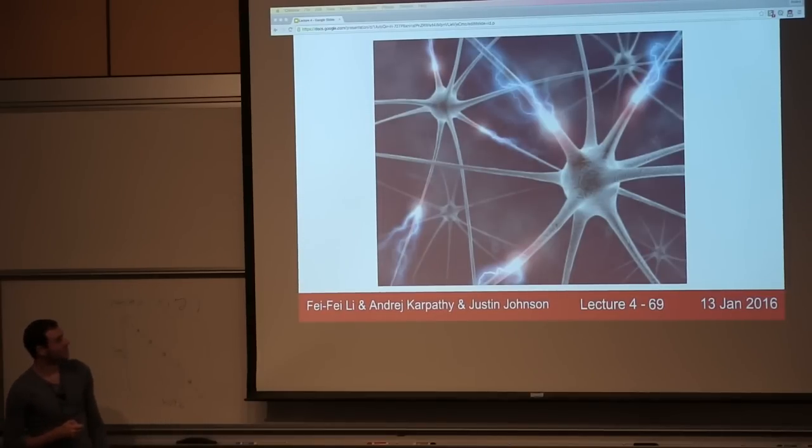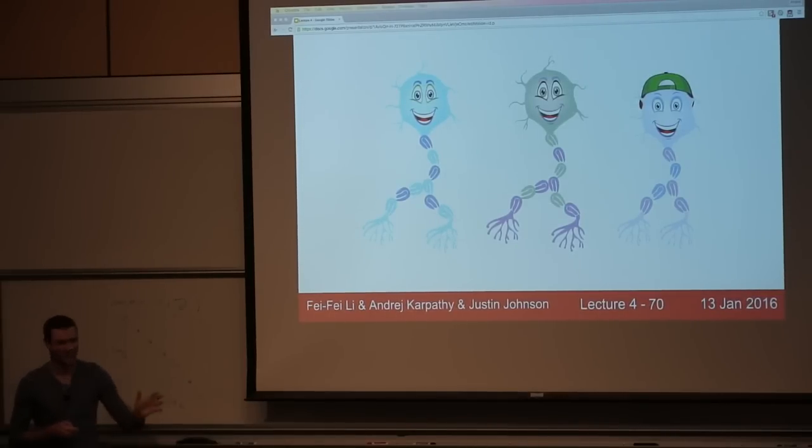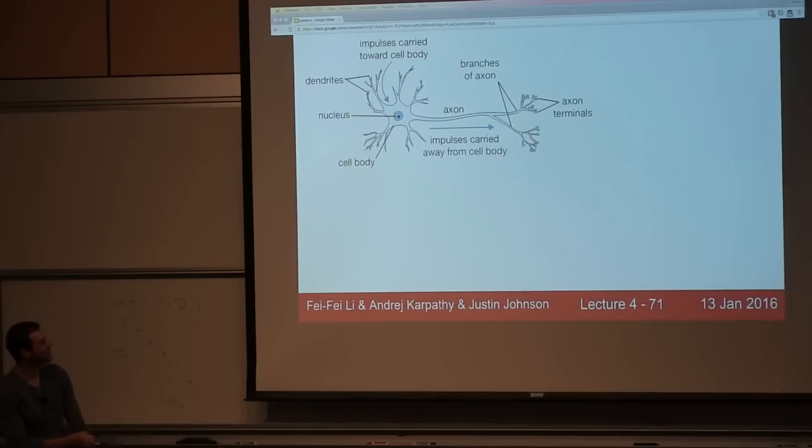And so we have neural networks and we have neurons inside these neural networks. So this is what neurons look like. This is just what happens when you search on image search for neurons. So there you go. Now your actual biological neurons don't look like this, unfortunately. They actually look more like that.